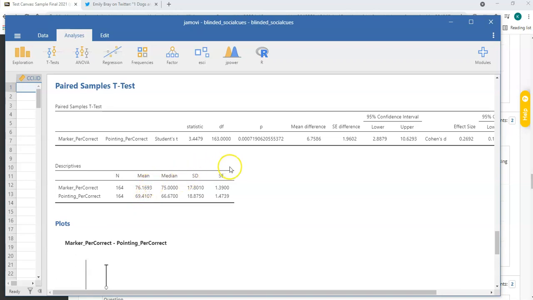And how big is that difference? Well, that difference is about 6.8% better, and that difference of 6.8% is compelling because the p-value is crazy small. So we have very compelling evidence that they are better on the marker task than the pointing task. And the effect size is small, 0.2. Effect size is small, but because we have a pretty large sample size, 164 puppies in the task, we are very confident that even though this relatively small mean difference is very unlikely due to sampling error, because we have a lot of sensitivity, we have a big sample size.